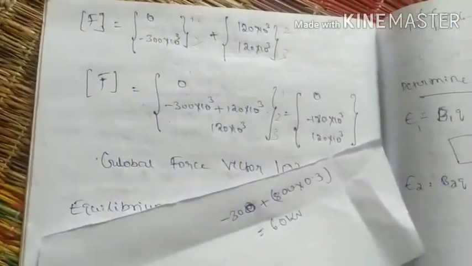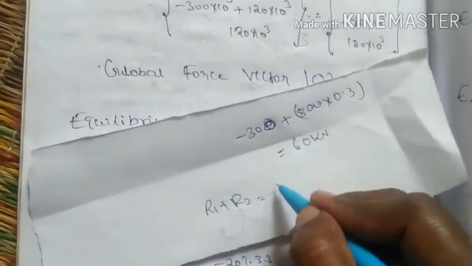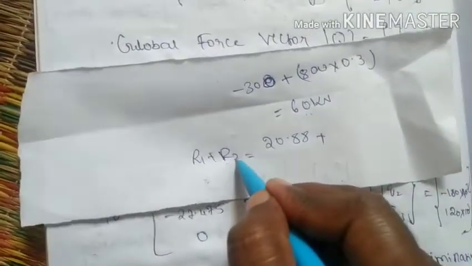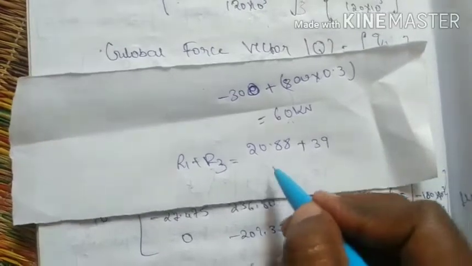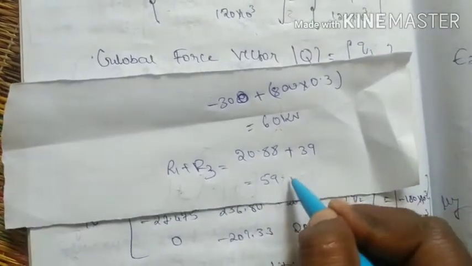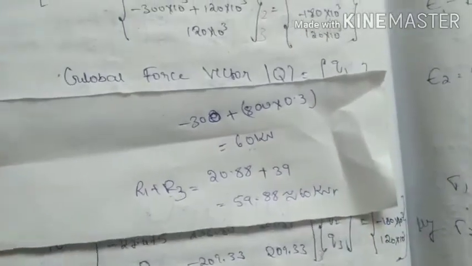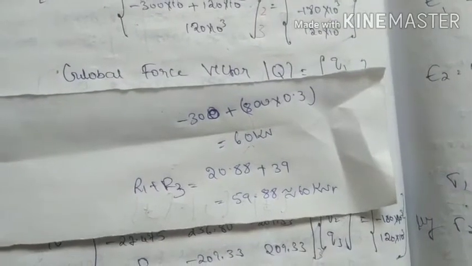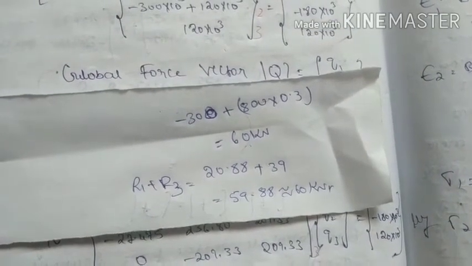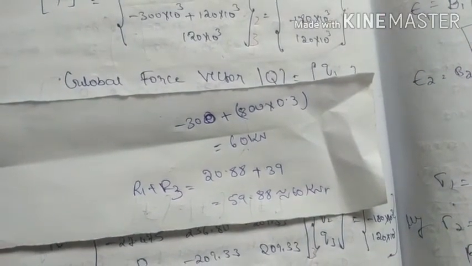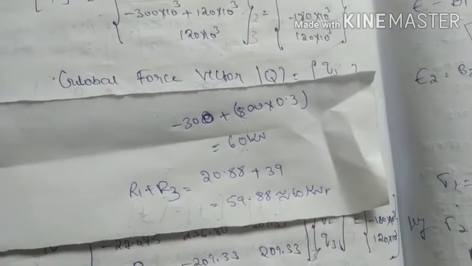So how much did we get? R1 plus R3: R1 we got 20.88 plus R3 is 39. So it is almost 59.88, approximately equal to 60 kilonewton. So the answer is right. Like this you can validate: if the applied force equals the reaction force, then your problem is correct. So this completes the problems on stepped bar. Next we'll move into the next case, a taper bar.